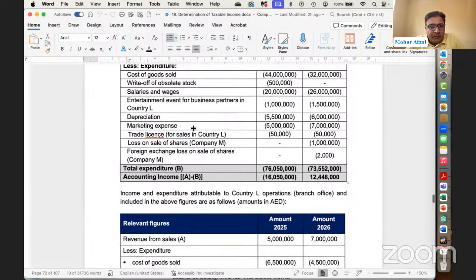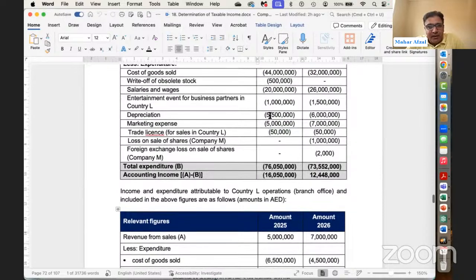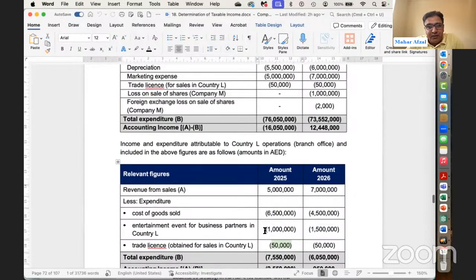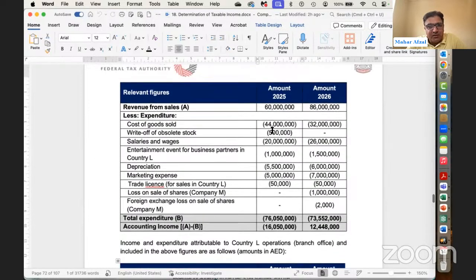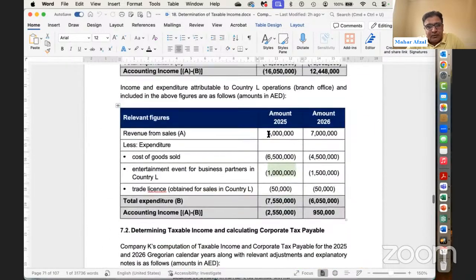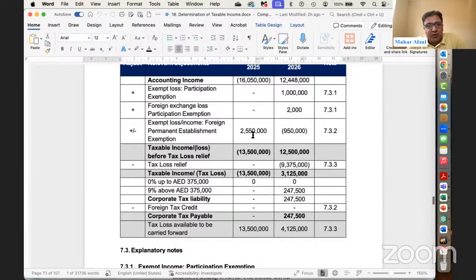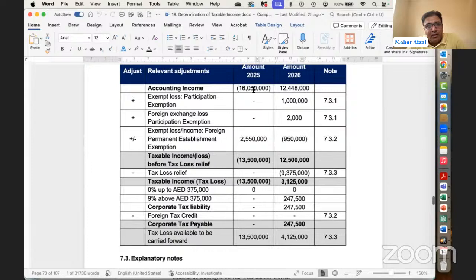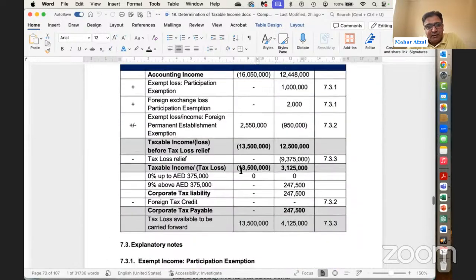Now this trade license, this 50,000 is already given here; it has already been considered. 5 million marketing, depreciation, entertainment, this is already given here as well. This 1 million, we already considered. Sales budget, written off obsolete stock, that is fine, cost of goods sold. 13,500 is exactly the same on a calculator as well. So what we did, we have taken the overall net profit including branch. Then we have removed the branch income and expenses. Remaining is the taxable loss.